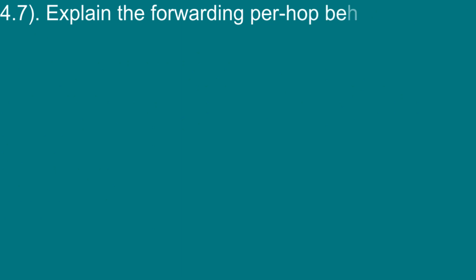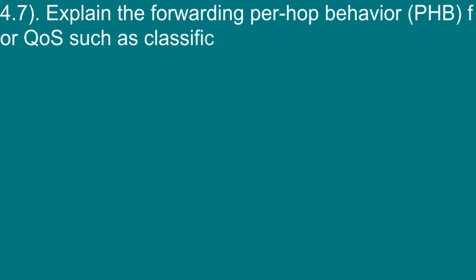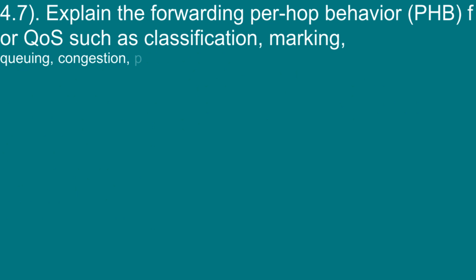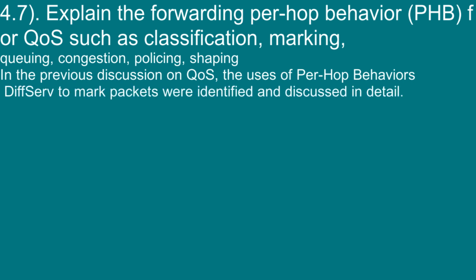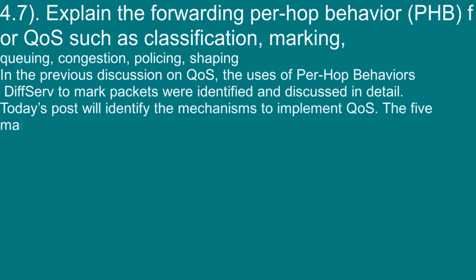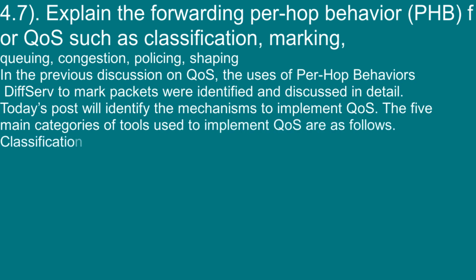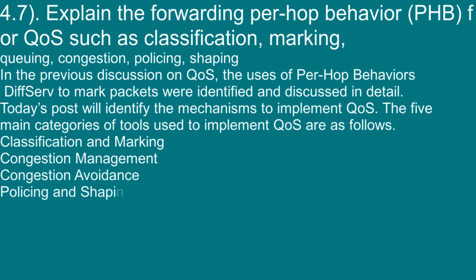4.7. Explain the forwarding per-hop behavior, PHB, for QoS such as classification, marking, queuing, congestion, policing, shaping. In the previous discussion on QoS, the uses of per-hop behaviors and DiffServ to mark packets were identified and discussed in detail. Today's post will identify the mechanisms to implement QoS. The 5 main categories of tools used to implement QoS are as follows: classification and marking, congestion management, congestion avoidance, policing and shaping, link efficiency. Classification and marking.